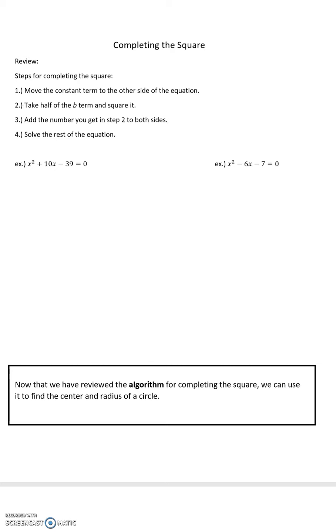So the steps, our review steps, are moving the constant term to the other side, taking half of the b term and squaring it, taking that number that you get in step 2 and adding it to both sides, and then solving the rest of it like you would normally. I'm going to start with this first example. I'm going to move my constant term, which is 39, to the other side. So I have x squared plus 10x equals 39.